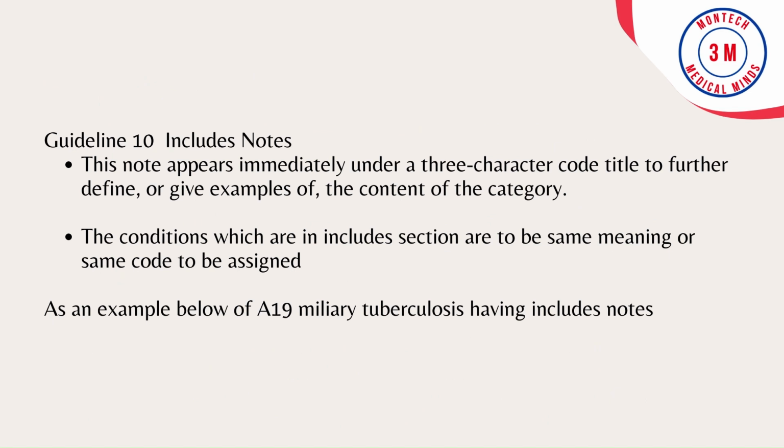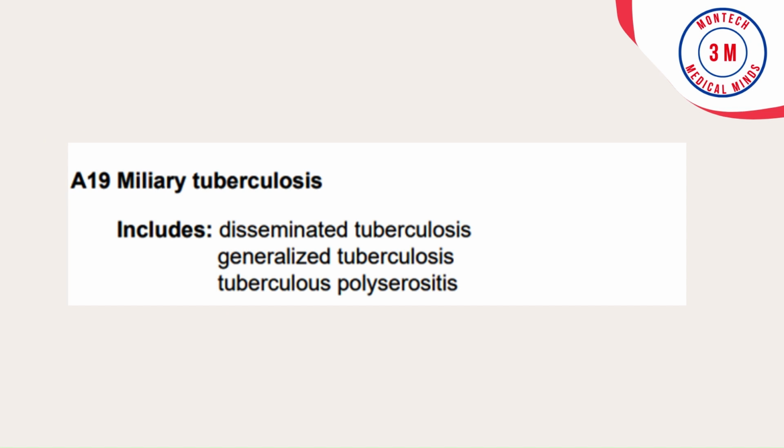Guideline 10: Includes Notes. This note appears immediately under a 3-character code title to further define, or give examples of, the content of the category. The conditions in the includes section are to be assigned the same meaning or same code. As an example, below, A19, miliary tuberculosis, has includes notes.